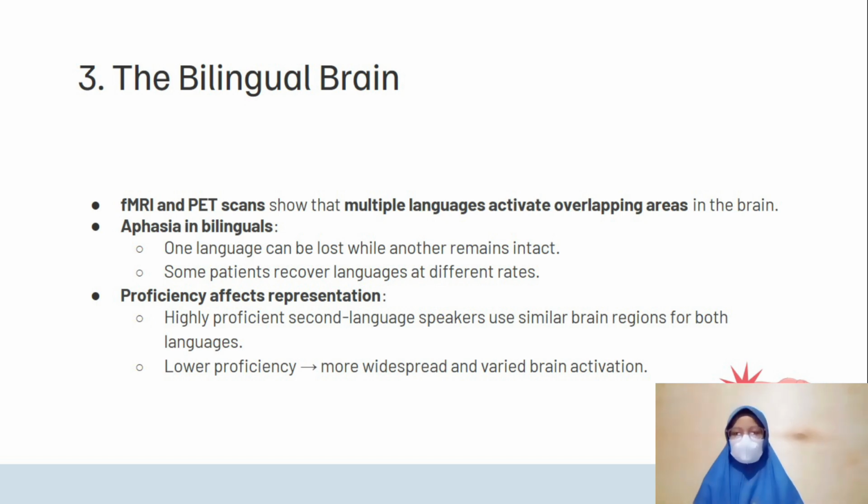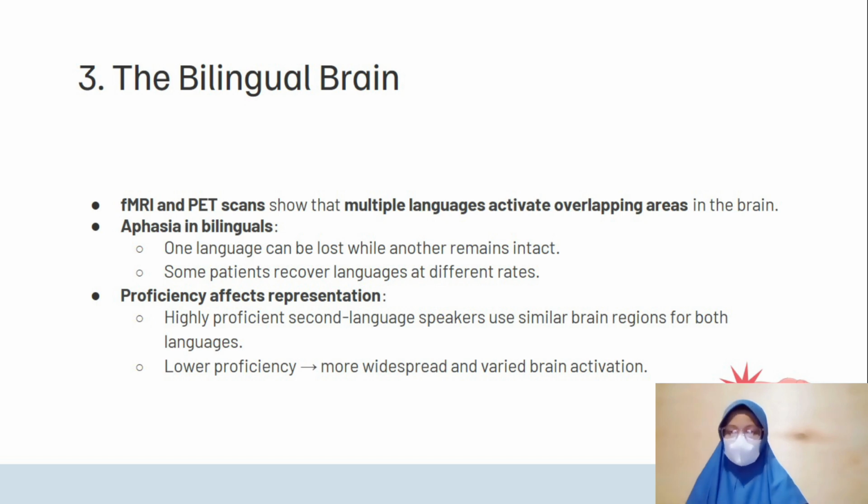Aphasia in bilinguals. Number 1, one language can be lost while another remains intact. Number 2, some patients recover language at different rates. Next, proficiency affects representation.